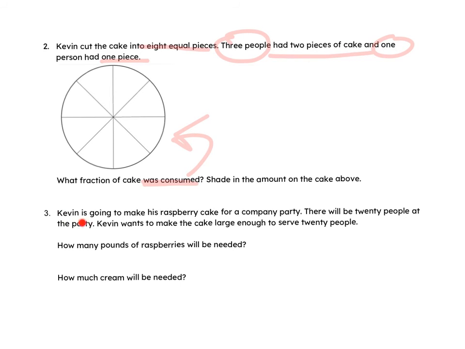Question 3. Kevin is going to make his raspberry cake for a company party. There will be 20 people at the party. Kevin wants to make the cake large enough to serve 20 people. How many pounds of raspberries will he need, and how much cream will be needed?